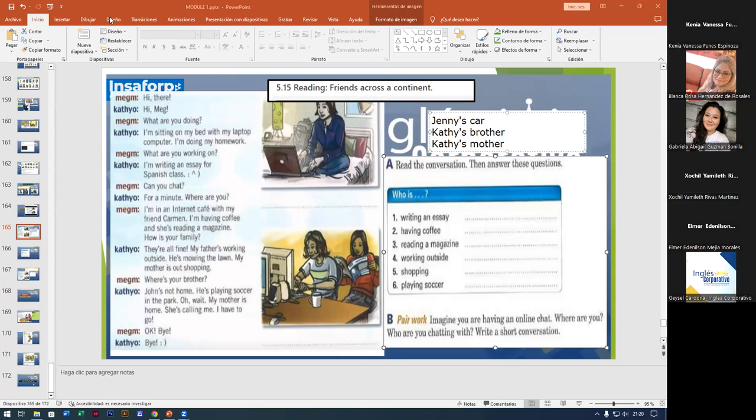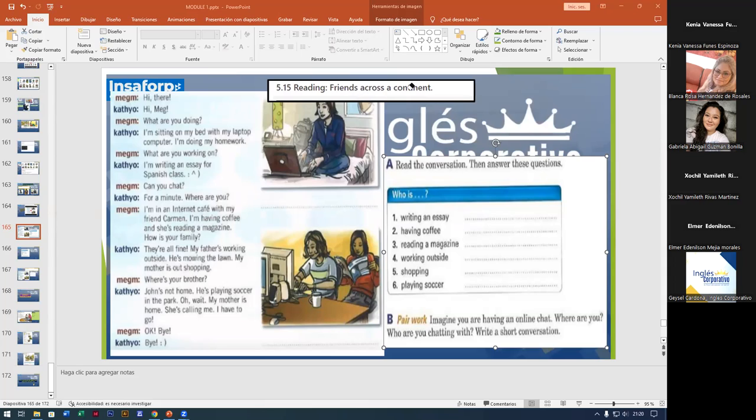Entonces, en ese sentido, es mejor decir Jenny's car que the car of Jenny. That's correct. It's the correct form. Es la manera correcta. The other one is informal. It's a very informal way.